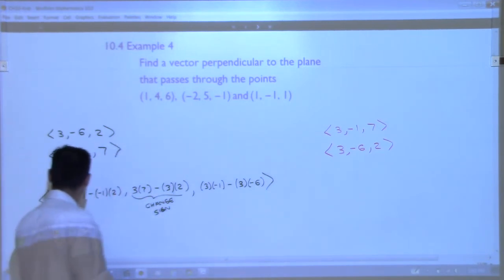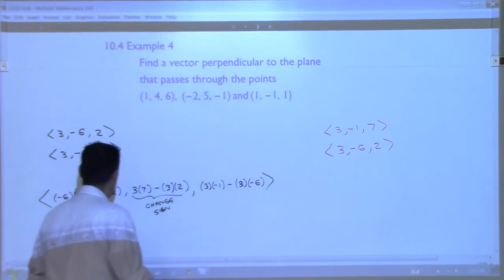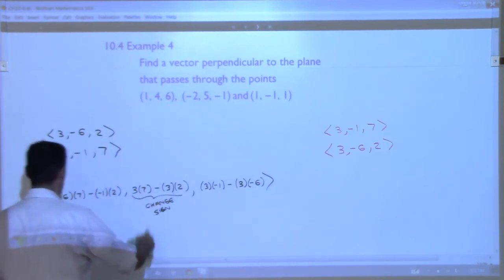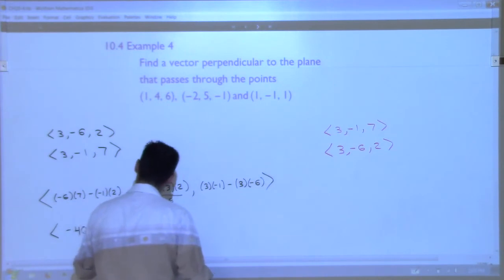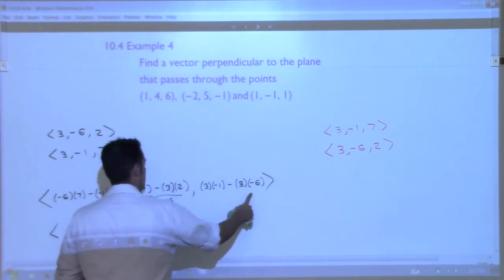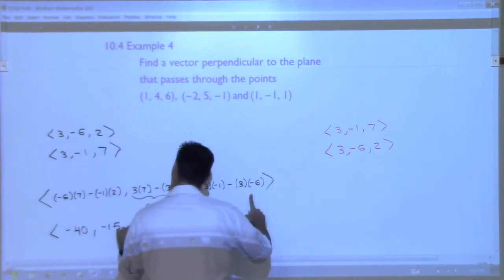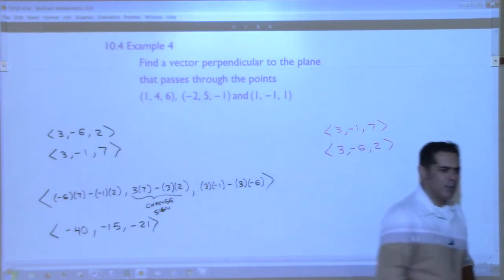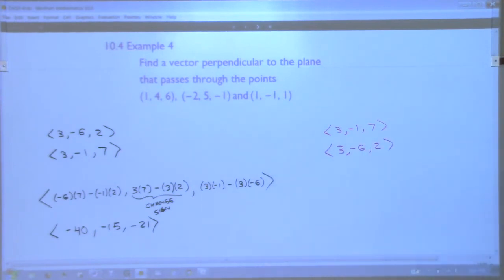-42 plus 2. 21, take away 6, 15, but change the sign. -3, take away 18, -21. 40, 15, 21? Or did I mess up something?